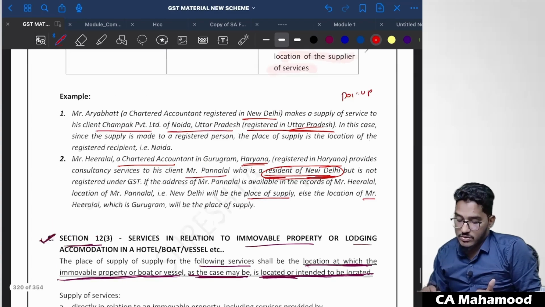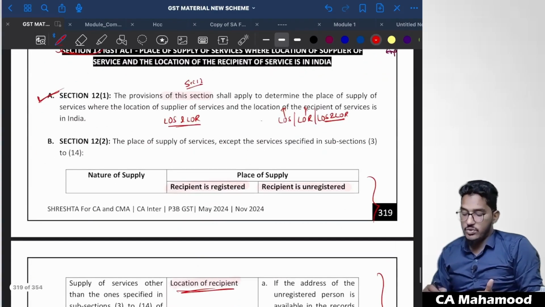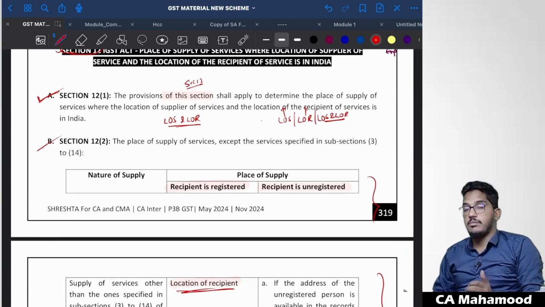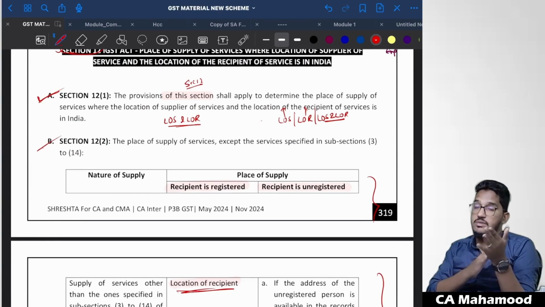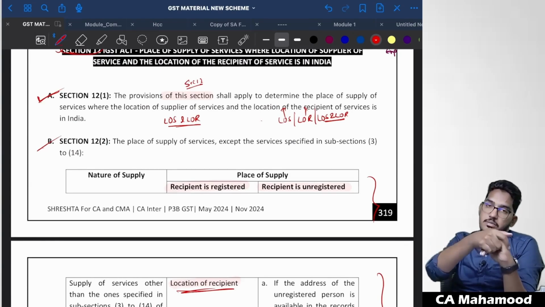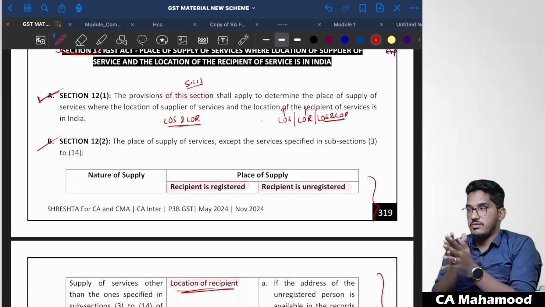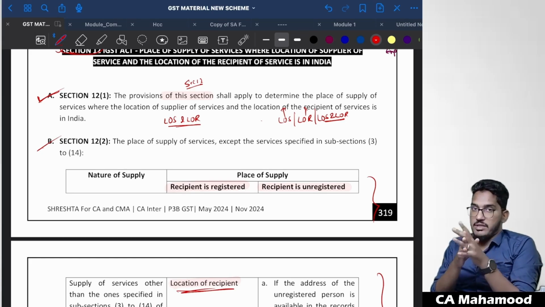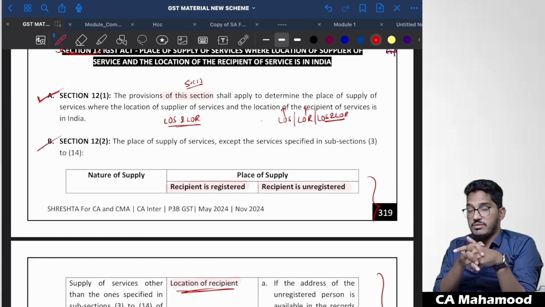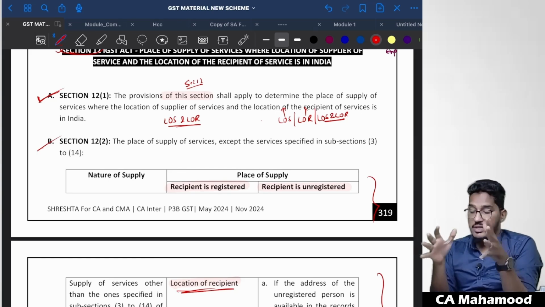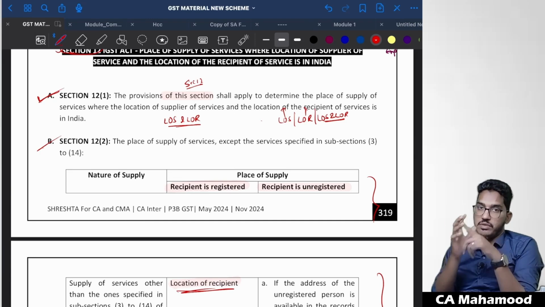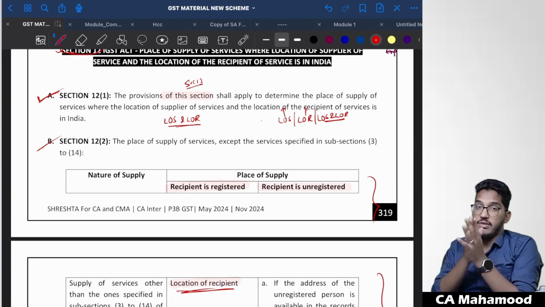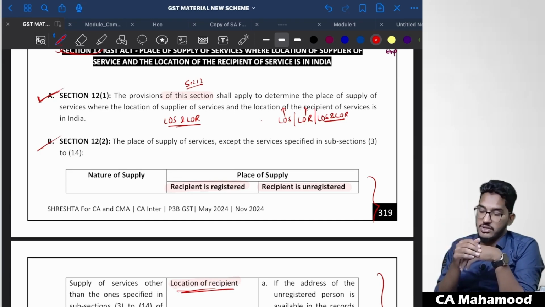Able to understand? So this is what the residuary clause, section 12 subsection 2, says. With this, we have successfully completed how to determine place of supply in case of services, which is covered under section number 12. So this is the quick revision regarding place of supply. It's not actually a quick revision, guys. I think we have spent close to 1 hour 45 minutes revising the place of supply. Very important from the examination perspective. Hope you guys have found value addition from this revision. Clear?